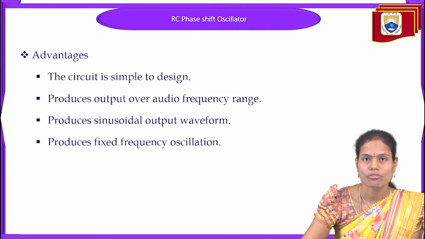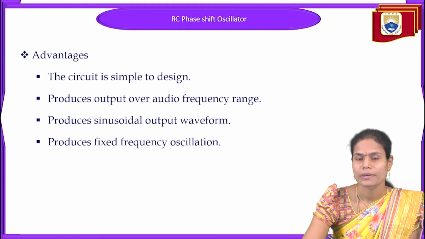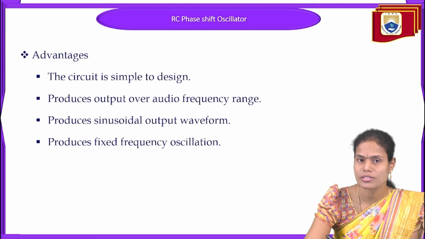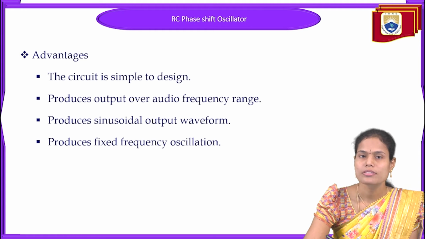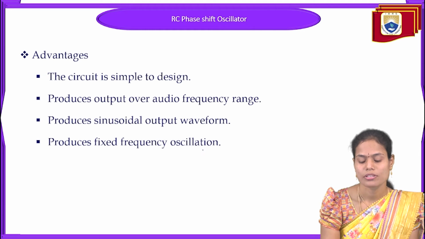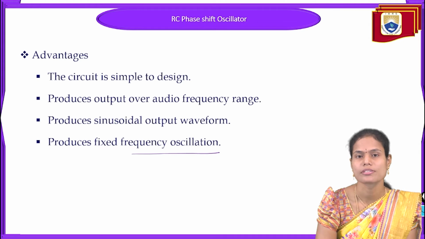So what are the advantages of this RC phase shift oscillator? We are able to design and simplify this particular circuit. Why? Because here we require only transistors, resistors and capacitors to design this circuit, and it produces audio frequency range signals from 20 Hz to 20 kHz, and it only provides sinusoidal signals as the output. Why? Because these RC phase shift oscillators are sinusoidal signal generators, and they produce a fixed frequency of oscillations, that is, they generate fixed frequency signals.